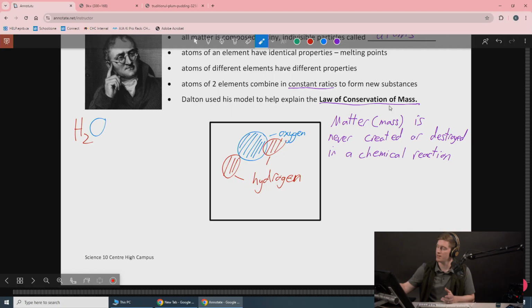And this can be explained by having these constant ratios of atoms. They react by rearranging themselves. But they're solid spheres. Dalton, you can think Dalton equals Balton. That's dumb, I know. It's maybe a little irreverent of Dalton's name, but it helps me remember that Dalton came up with the ball model.